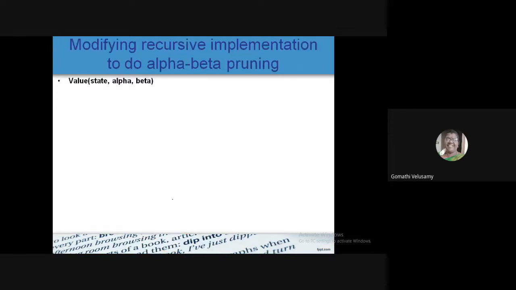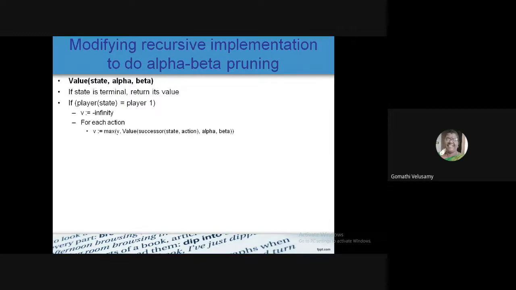So let me move further on writing a modified recursive implementation of alpha beta pruning as compared with our last class min-max algorithm. So in the min-max algorithm, what we did is, if the player is 1, we started with a -infinity, and for each action, we have taken the max score of v comma value of successor of state comma action. This was the only parameter we had earlier, but now as it is alpha beta pruning, we are introducing alpha value as well as beta value.